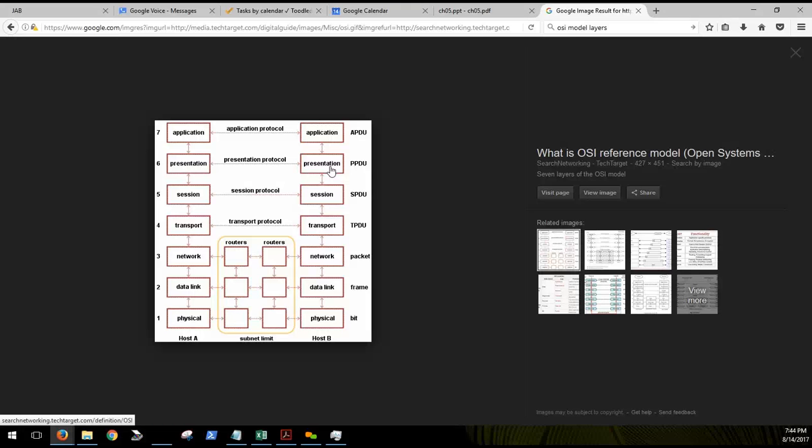Right. What's layer number 2? Data link. Layer number 3, network, and you've got transport, session, presentation, and application.